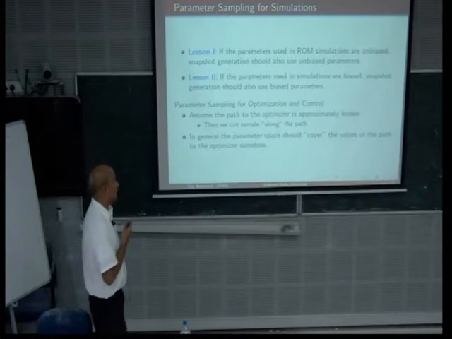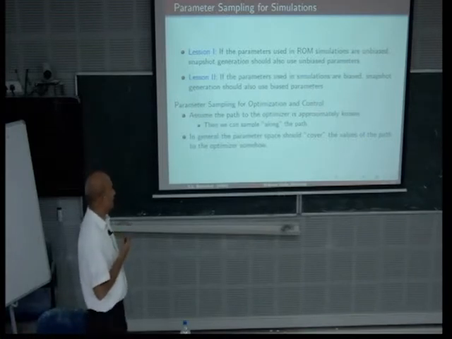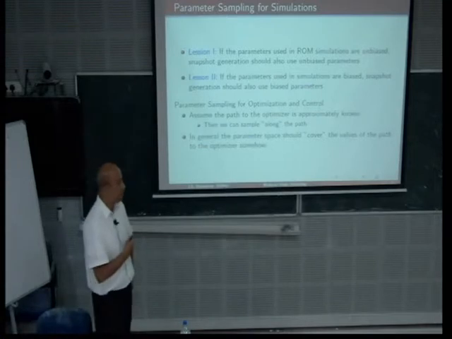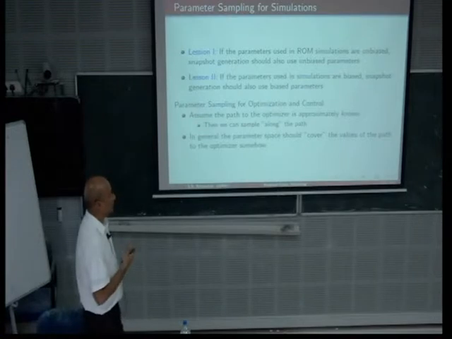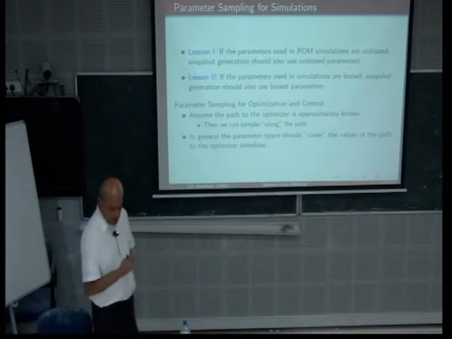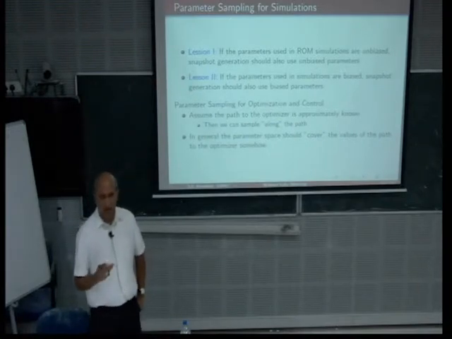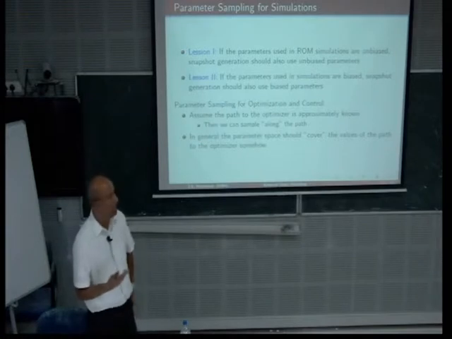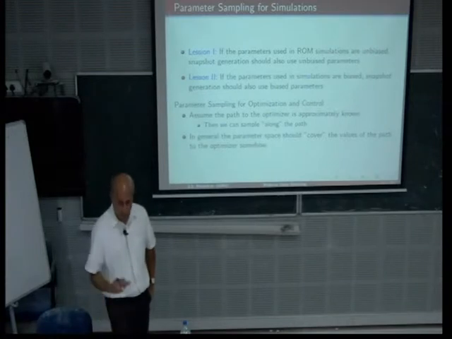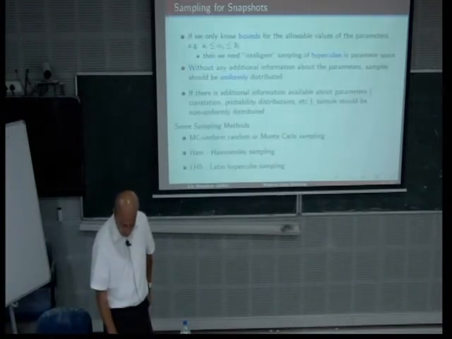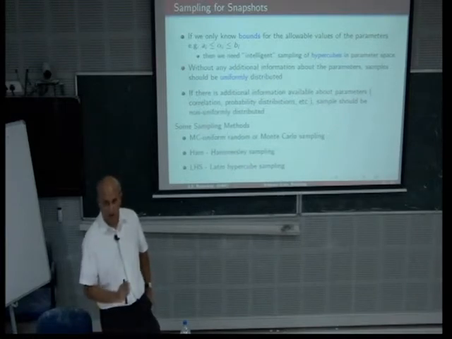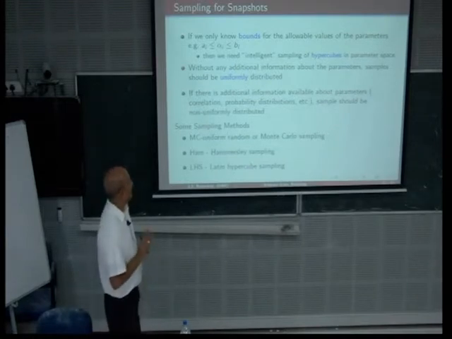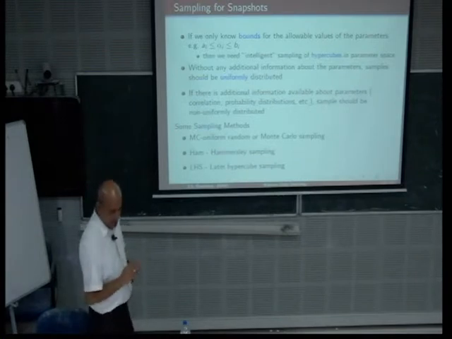Parameter sampling for optimization and control is slightly different. Assume the path of the optimizer is approximately known. You have some rough idea. Then you have to include that in your snapshot generation. In general, the parameter space should cover your optimizer somehow. Otherwise, you won't have a robust reduced order model that will give you good control. It may not work. So, reduced order model is not a panacea. It's not finite element, so you have to make it a little bit more intelligent.